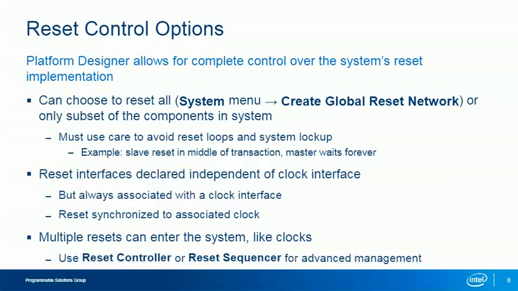You can also choose to make arbitrary connections between reset input and output interfaces, giving you complete control over resetting individual components in the system. With this method, you individually connect specific reset output interfaces to specific reset input interfaces. With this configuration, a given component can be reset by only a subset of all the reset sources in the system. If this method is used, care must be taken to avoid reset loops or reset situations that can cause system lockup, such as asserting a slave interface reset in the middle of a transaction.